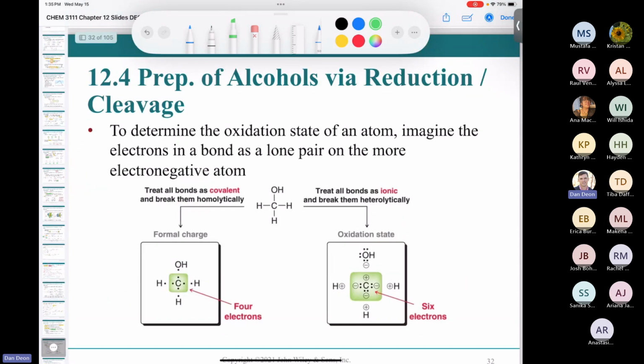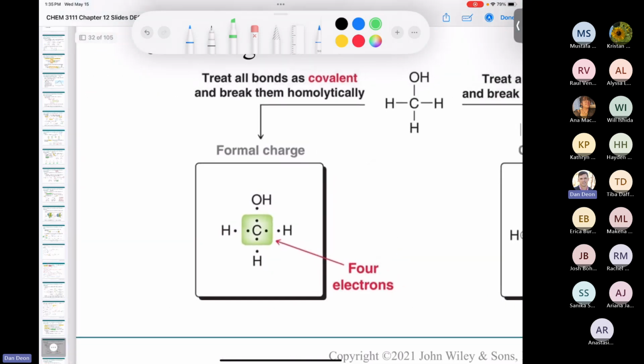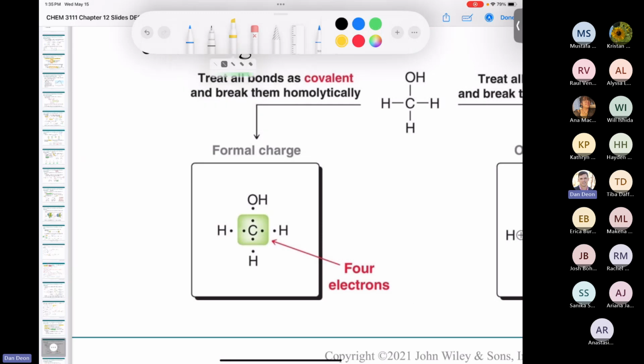It says here, to determine the oxidation state of an atom, imagine the electrons in the bond is a lone pair on the more electronegative atom. So what I'm getting at is this. Let's take a look at formal charge first, because this is near and dear to all of you. I know that all of you can calculate formal charge in your sleep. You don't need my help whatsoever.